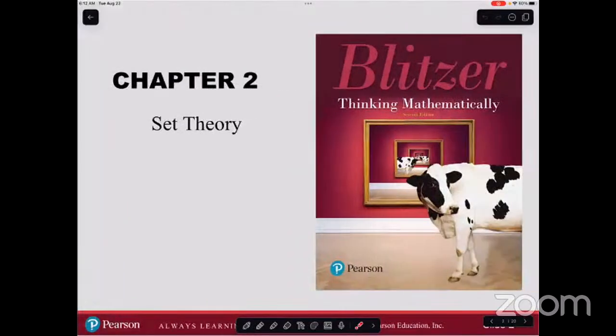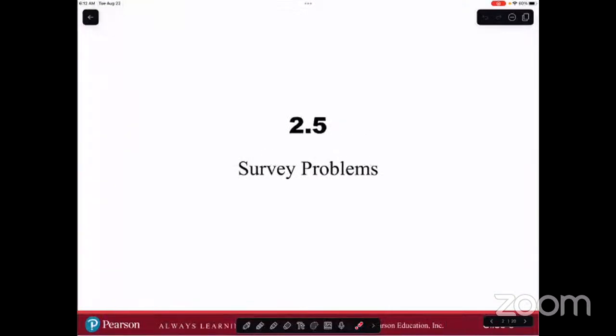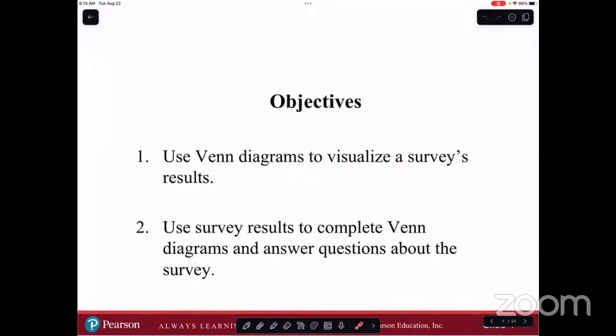On set theory with section 2.5, survey problems. We're basically putting all these concepts between sets and Venn diagrams together. I think these are applications. Some objectives here: we'd like to use Venn diagrams to visualize a survey's results, and use survey results to complete Venn diagrams and answer questions about the survey.